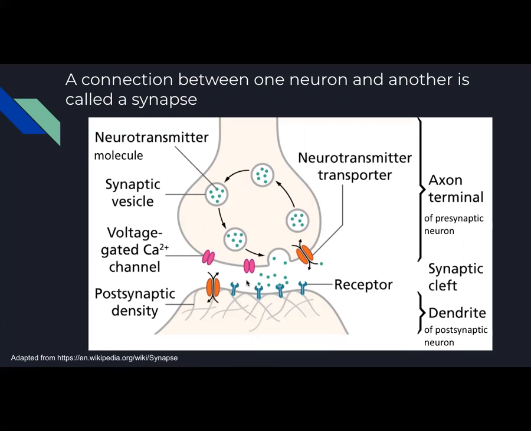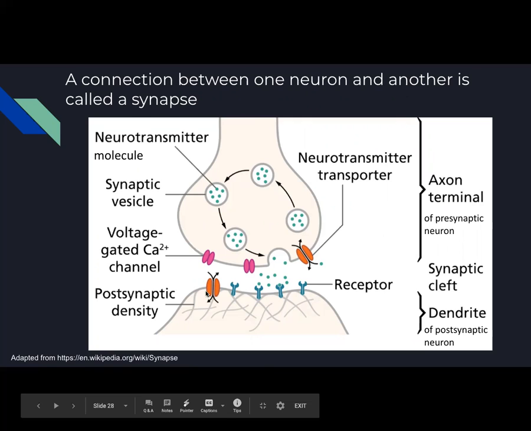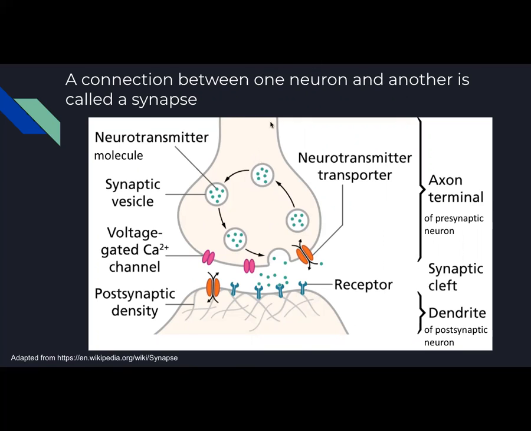And here we have the presynaptic neuron, and in here we have the postsynaptic neuron. This is the synapse, and the neuron before that's passing on a signal is the presynaptic, and the neuron that's receiving is the postsynaptic.